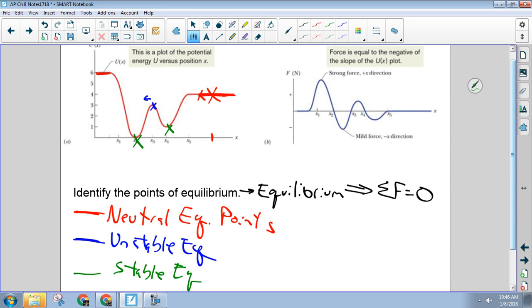Now, the way that most of these problems are going to be set up is as follows. They'll give you a potential energy curve, and then they'll give you how much mechanical energy you've got.